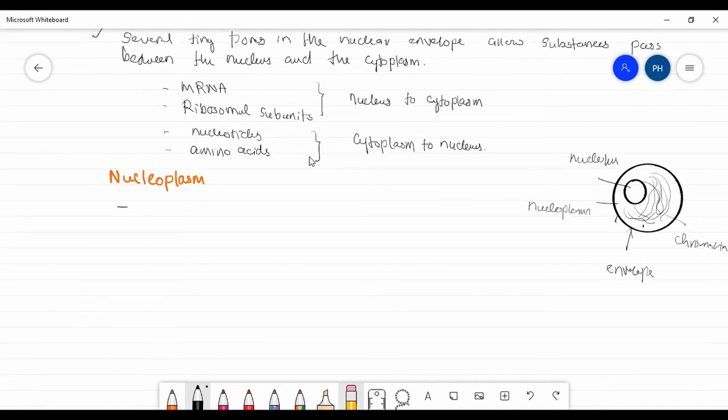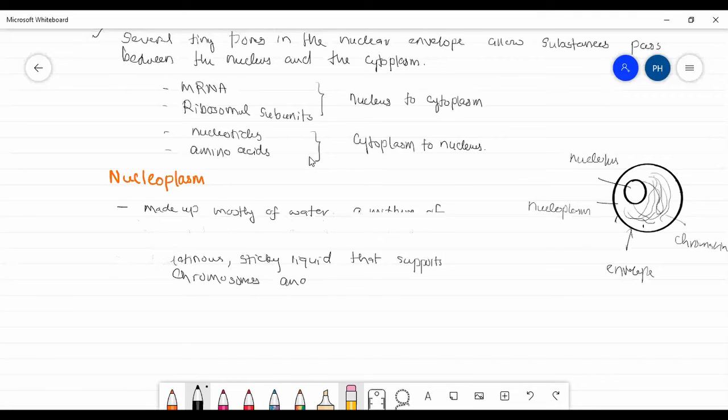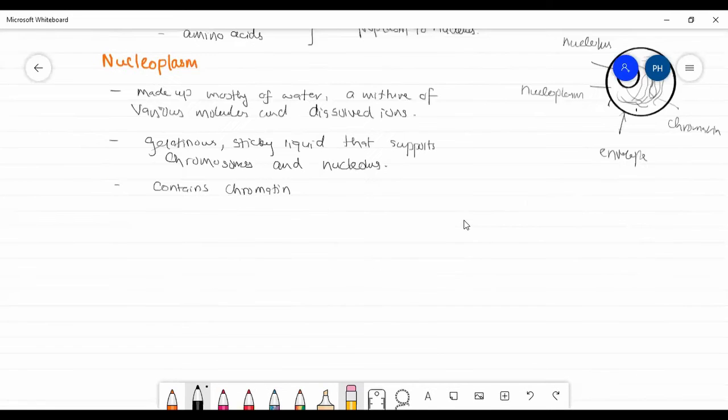Right. So the nucleoplasm is made up mostly of water, a mixture of various molecules and dissolved ions. It's a gelatinous and sticky liquid that supports chromosomes and nucleoli, chromosomes and nucleolus that contain chromatin. Right under that, we'll talk about chromatin.